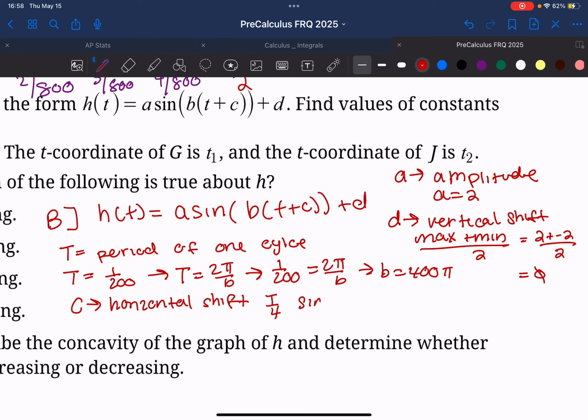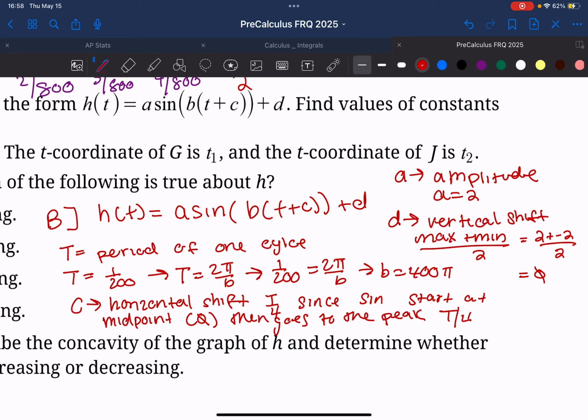And again, that's since sine starts at the midpoint, or in our case 0, then goes to the peak. So if we were to shift this 1/4 of a period, then we do T over 4, which is 1 over 200 over 4, which is 1 over 800, which would be pi halves.